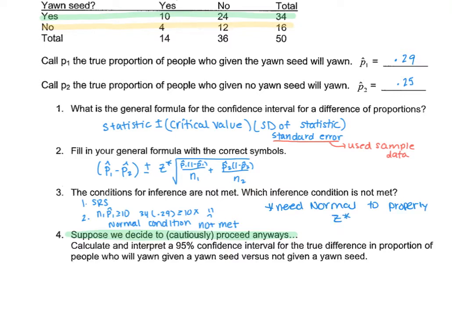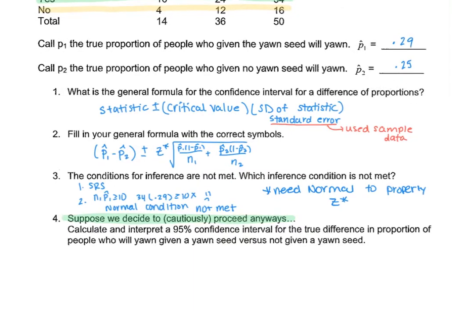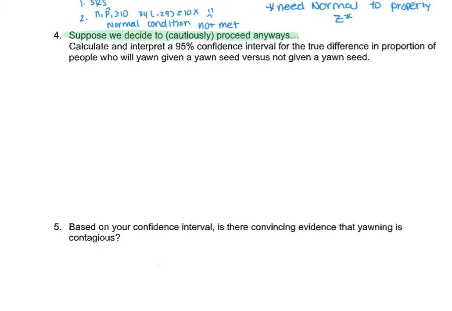So let's calculate and interpret a 95% confidence interval for the data we have above. First thing we need to do is state all of our given information. We're given p hat 1 equals 0.29 and p hat 2 is 0.25. So p hat 1 minus p hat 2 is 0.29 minus 0.25, which is 0.04.